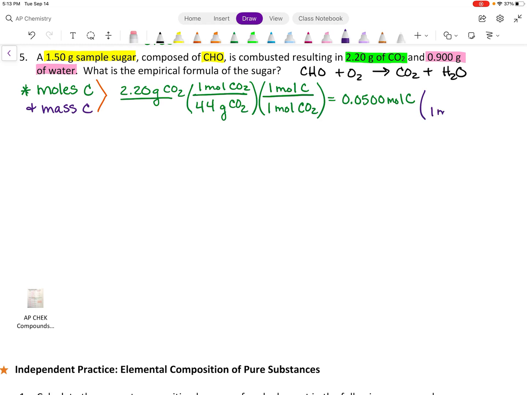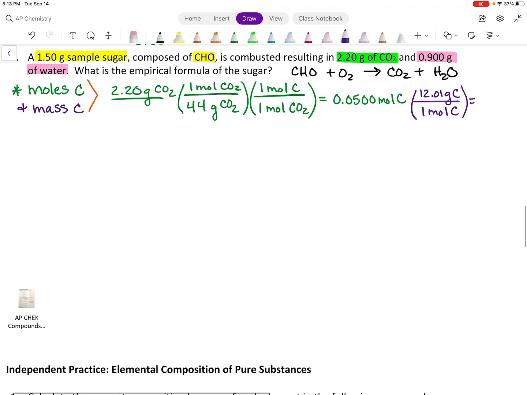So now we're going to take 1 mole of carbon, and we're going to use the molar mass of 12.01 grams per mole for carbon to find out that there were 0.6 grams of carbon.